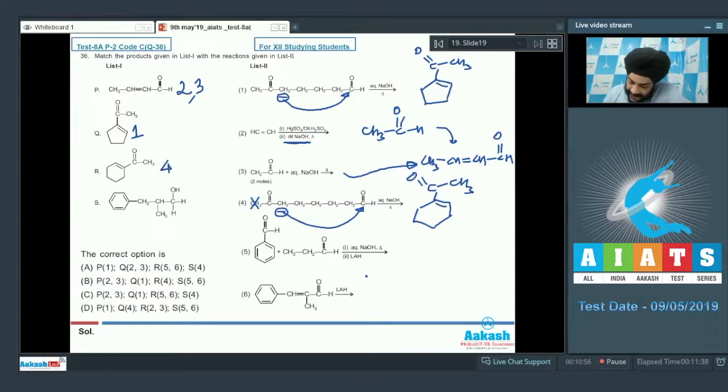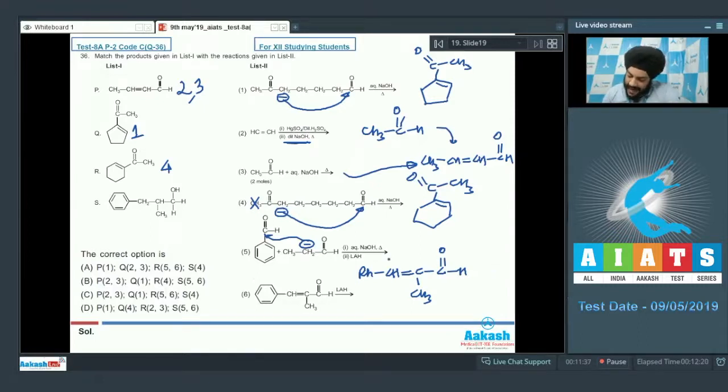If you look at the 5th reaction given to us, in the 5th reaction we have the alpha hydrogen here, and the receptor will obviously be benzaldehyde as it does not have any alpha hydrogen. So this is going to lead to the formation of PhCH=CHCOCH3, and there will be an H in this case.